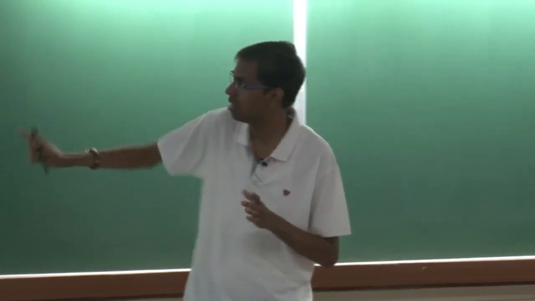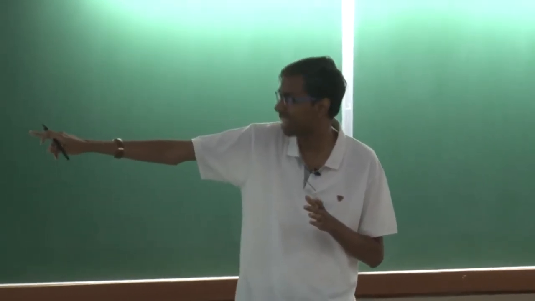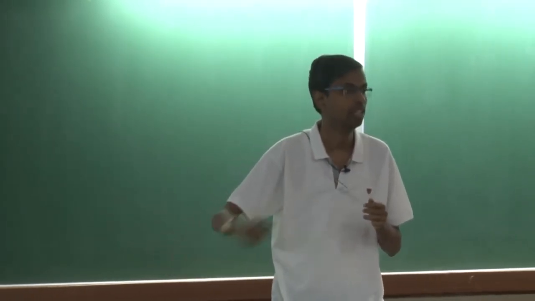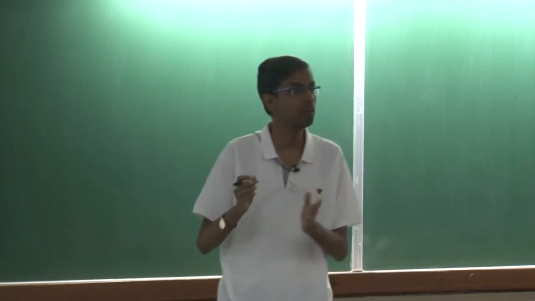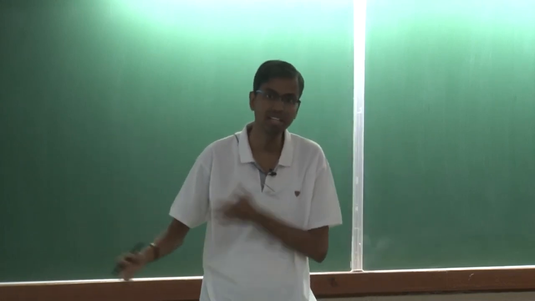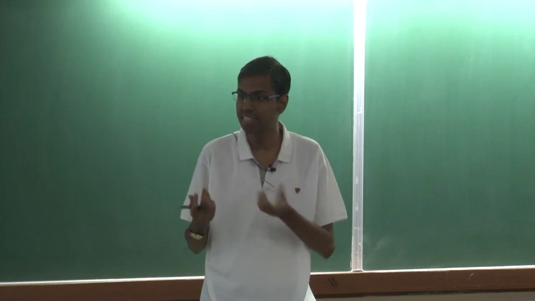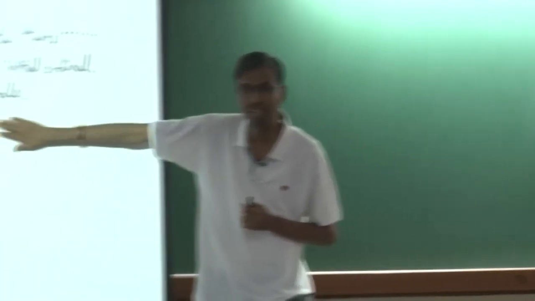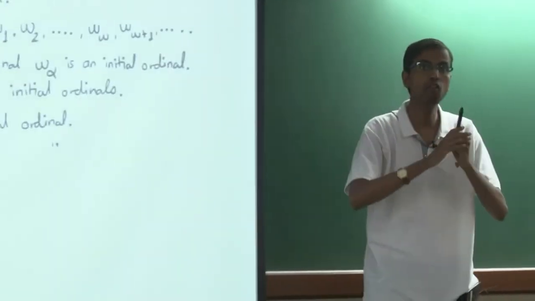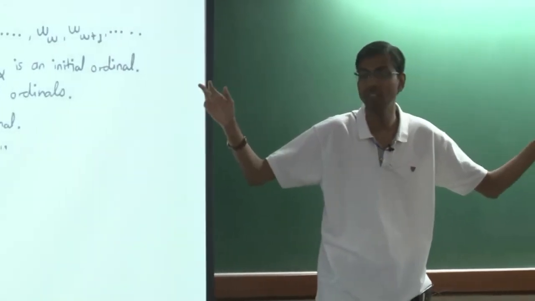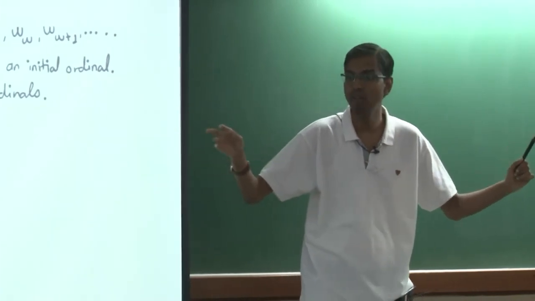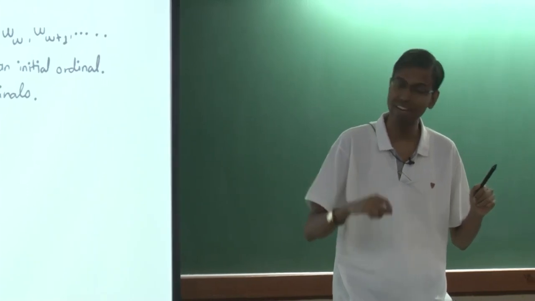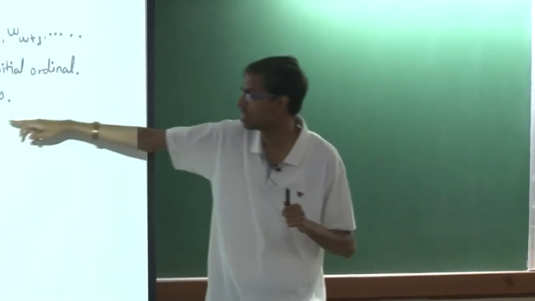Any question about this? Omega 1 is the first one, second one, then omega sub omega is the omegath one, then omega sub omega plus 1 is the omega plus first infinite initial ordinal. We can list them. What we are doing is taking the collection of all infinite initial ordinals, then applying that it is a well-ordered class. So it must have a least element. Well, this is the least element.